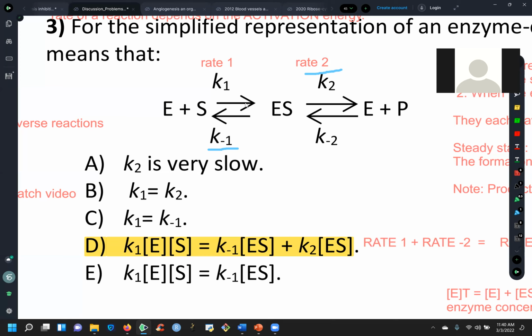And then over here we have K2. So that's how long does it take to get from enzyme substrate to enzyme product? How long does it take this enzyme to convert the circle into a triangle? And remember, rate is like velocity. Like how fast does this happen? And then again, K minus 2 is just the backwards reaction.